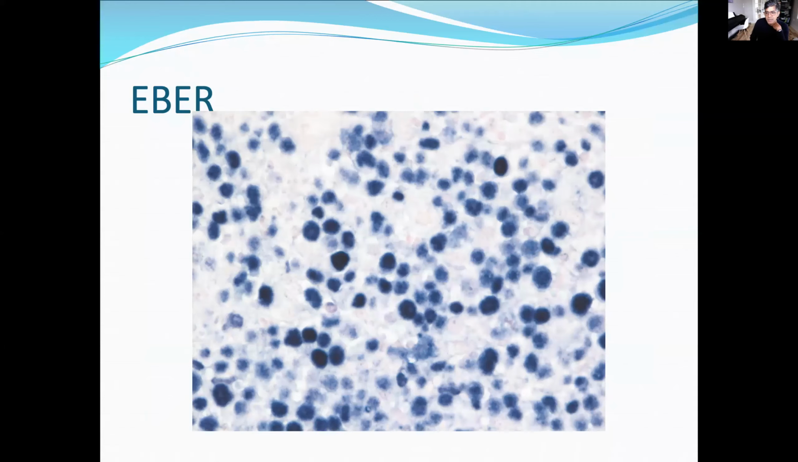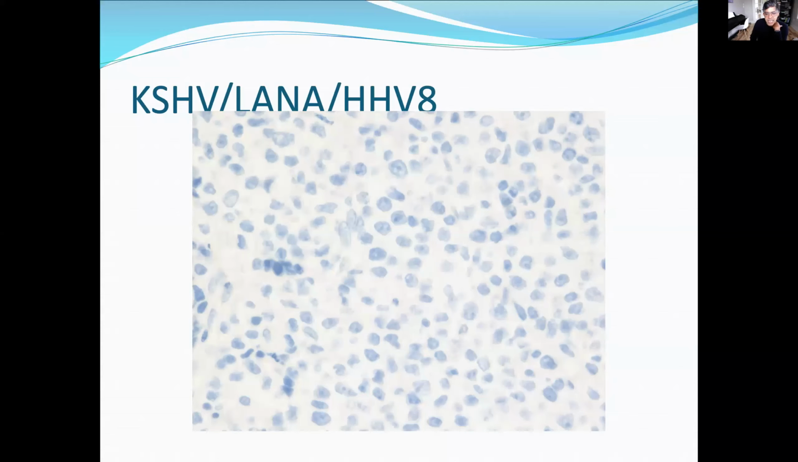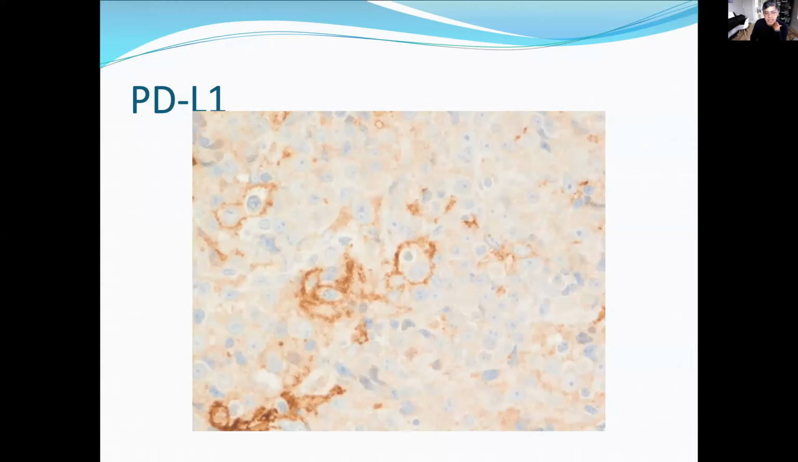And this is EBV, that is EBV in situ hybridization, staining the nuclei of all these cells. So this is indeed EBV driven. And obviously, the answer is, as Sharav, Sarah, and Dr. Sigamani got it right. HHV8 negative, and this is PDL1.